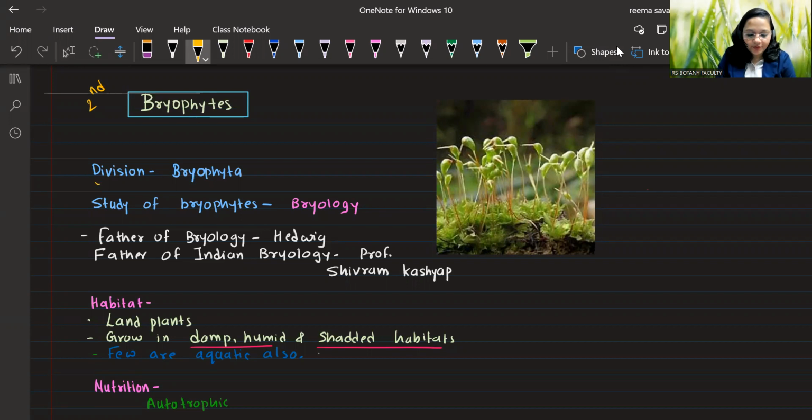So what is the name of this division? It is commonly known as bryophyta, and the study of bryophytes is known as bryology. The father of bryology in general is Hedwig, and Indian bryology was studied by Professor Shivram Kashyap. So the father of Indian bryology is Professor Shivram Kashyap.